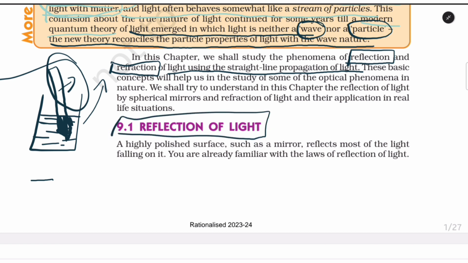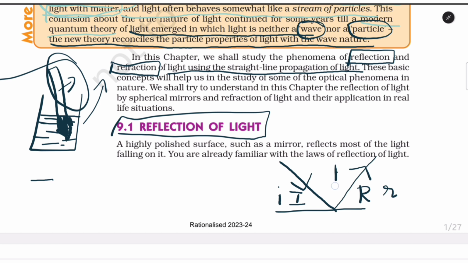Directly I will tell that if you have a plane mirror, when the light falls on it, this is called the incident ray. It is represented by I or small i. It will reflect back in another direction, and then it is called the reflected ray, or small r. This is known as reflection of light. Here we will draw the normal to this. At the center, this line is called the normal line.